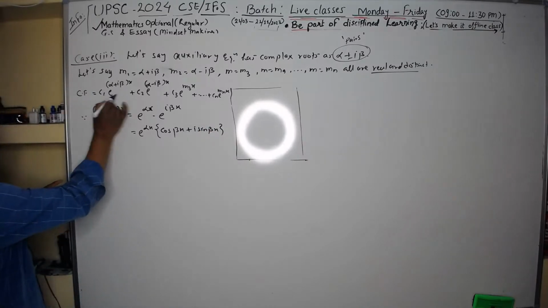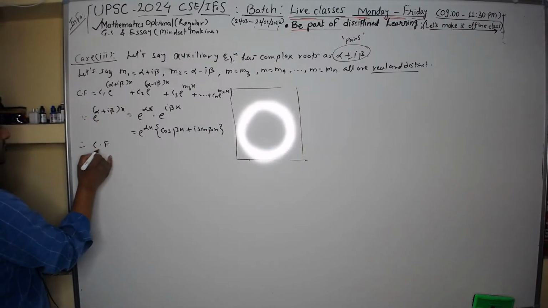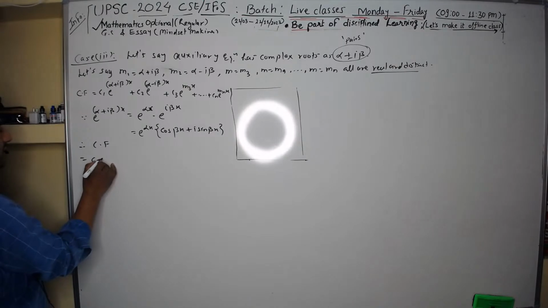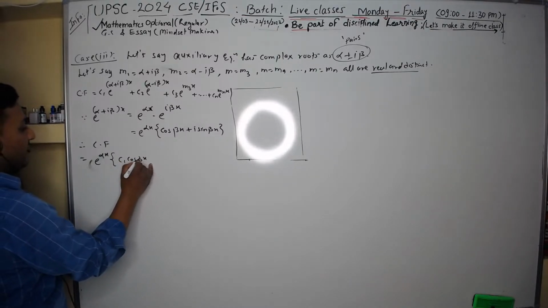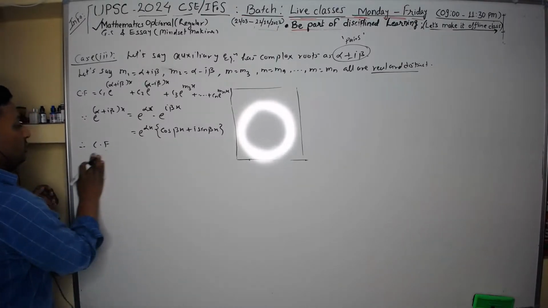Okay, my dear. So CF becomes what? If I take e raised to power alpha x common, this will be C1 cos beta x. Sorry, let me write it once, otherwise you will get confused.